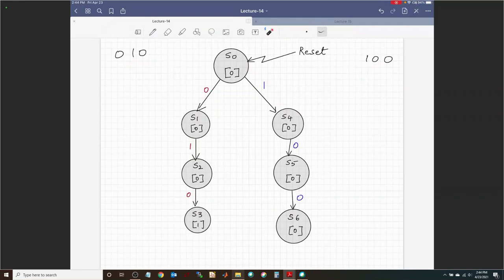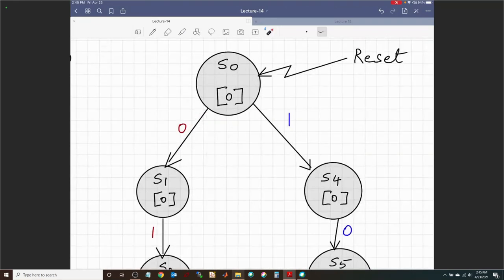Can you be in 2 states at the same time? Can't be. What if you get a 0 while in S3? That's exactly what we are going to need to draw, right? Because from each state, there can be 2 possibilities. You can get the next input bit to be a 0, or you can get a 1 next. So we have partially drawn the state diagram so far. We have to complete it. So only a few things have been mentioned so far. So let's go through it.